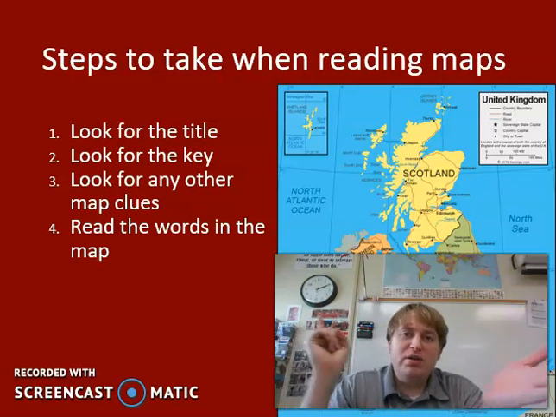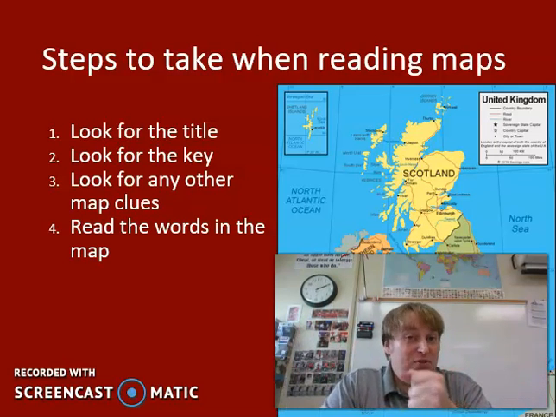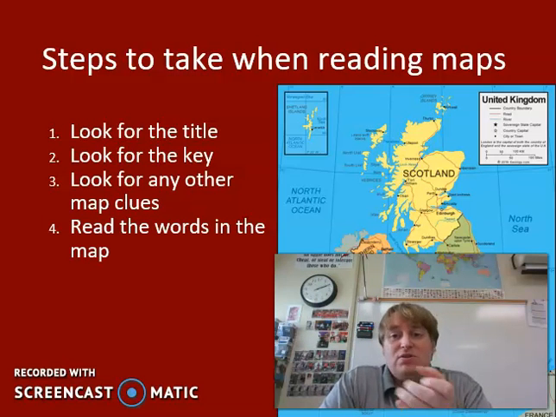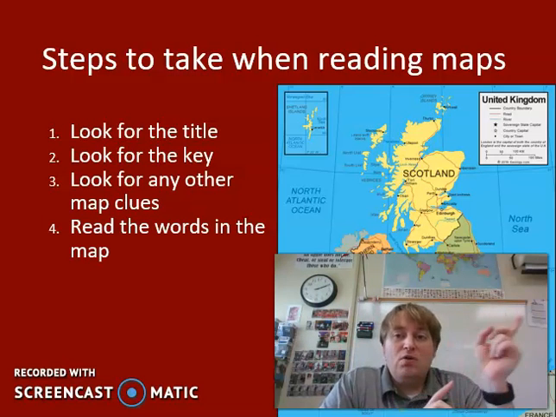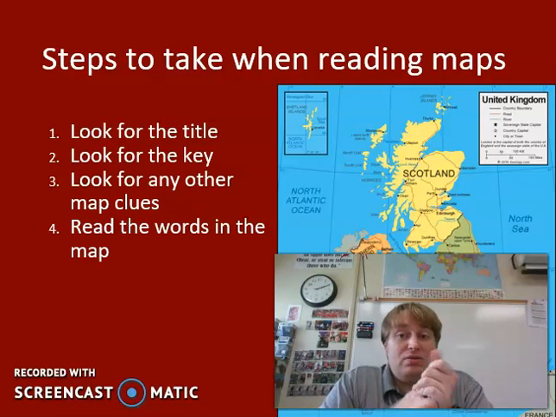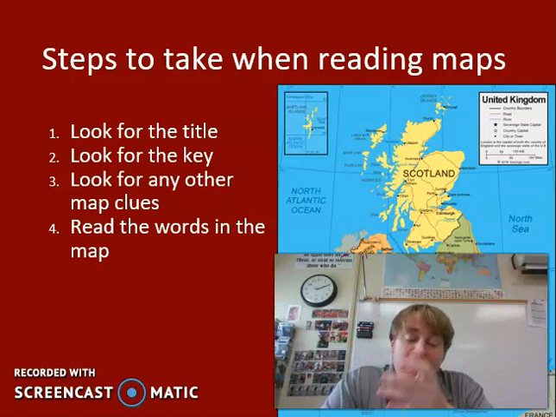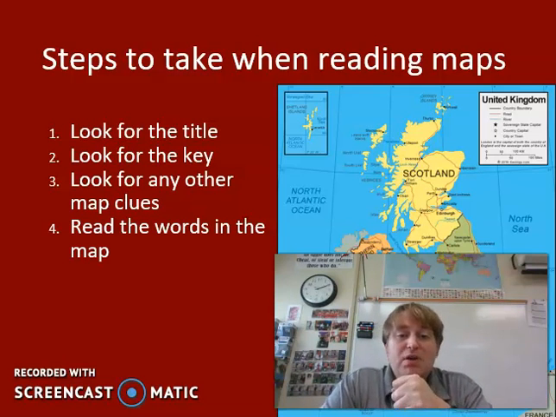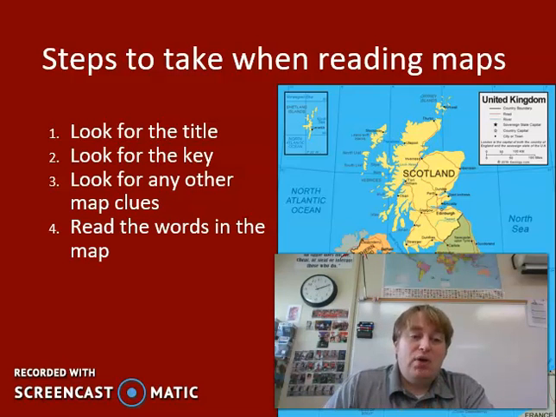So number one, always look for the title. That's the first thing. If there's no title, it's not time to go crazy. Number two, you look for the key, because the key tells you a lot of information about what's on the map. Sometimes, like on this map up here, it tells you the title of the map. So sometimes it's very helpful to look for the key. Then you look for any word clues, any other things that might be there. Read every word that you can read on the map, and that gives you a great starting point.